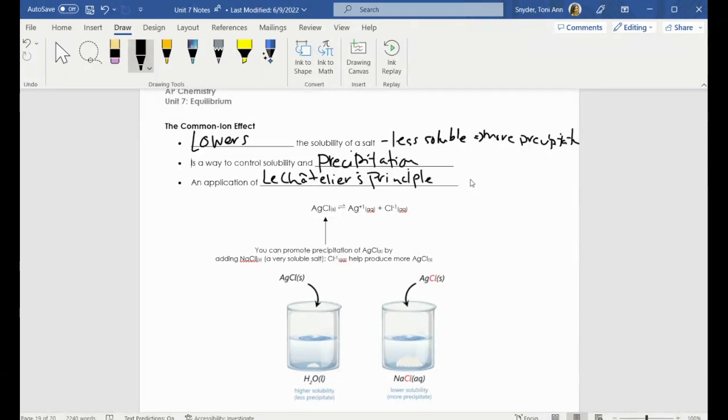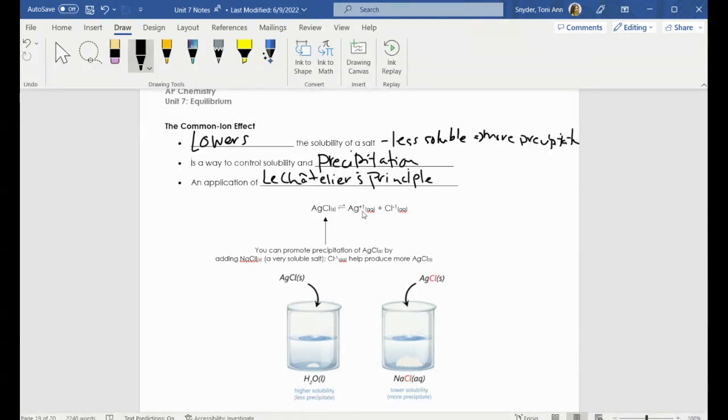So if I take a look at this one right here, my silver chloride is in equilibrium with silver ions and chloride ions. I can make more silver chloride by increasing either the concentration of silver ions or the concentration of chloride ions. And I can increase these concentrations by adding another solution that contains these ions already dissolved. So I can't add more silver chloride and expect that to dissolve to raise the concentration because it's already maxed out. I have to add another solution that contains those ions in it.